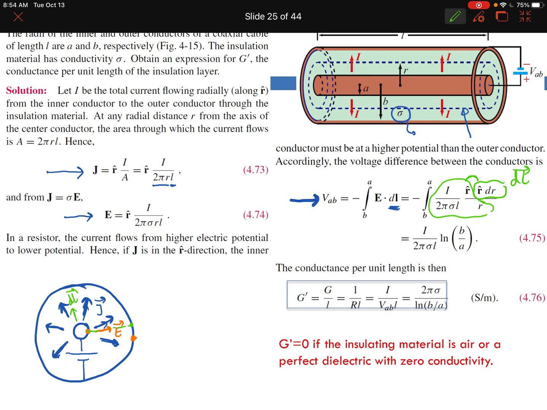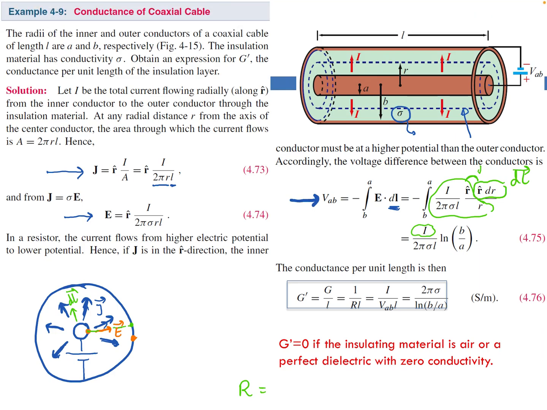The internal product of the unit radial vector is 1, and the integral of 1 over r is the natural logarithm, and this gives us I over 2 pi sigma L times the logarithm. So now, by combining the total voltage and total current, we have this common parameter, which is the total current, that just depends on how much voltage is applied. We can get our resistance, right, which is the voltage divided by the current.